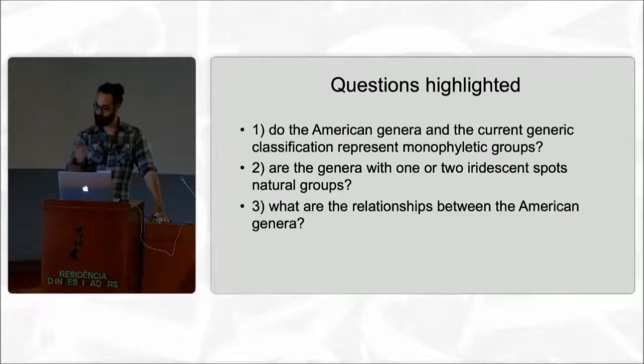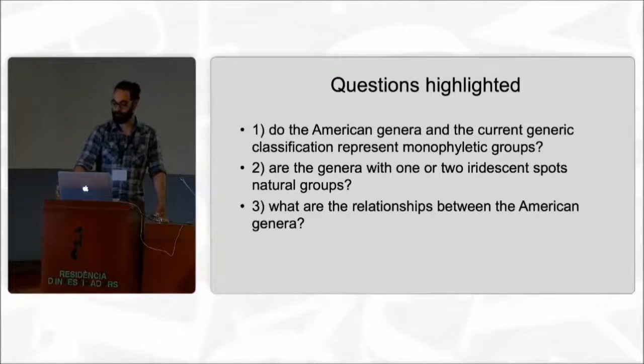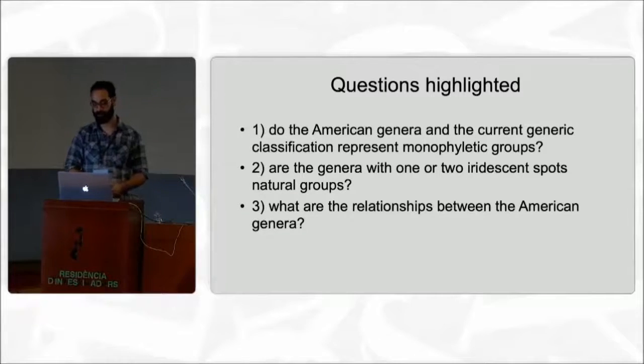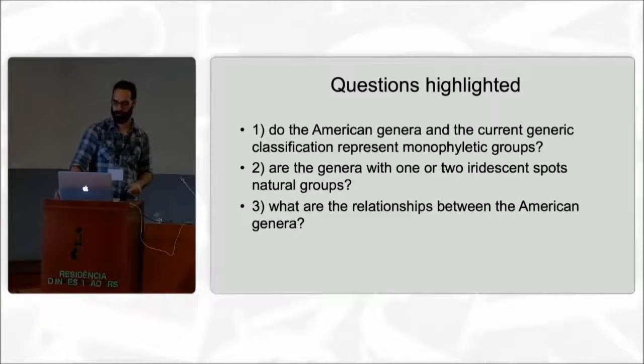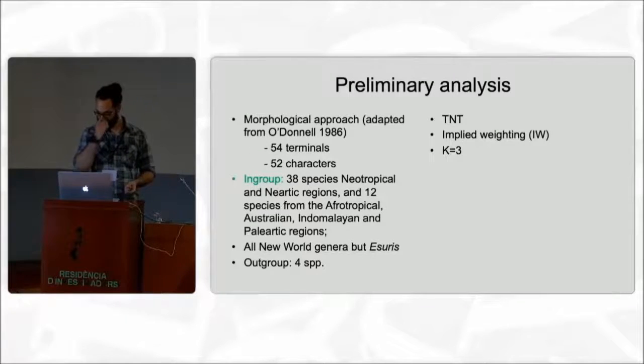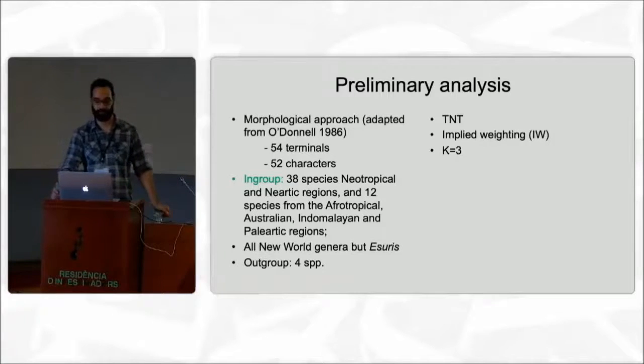So also we have some questions related to that. Do American genera and the current generic classification represent monophyletic groups? Are the genera with 1 or 2 iridescent spots natural groups? What are the relationships between the American genera? In order to assess these questions, we are starting a preliminary analysis with a morphological approach.